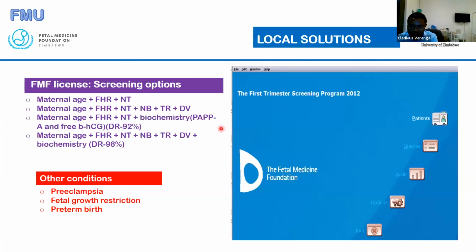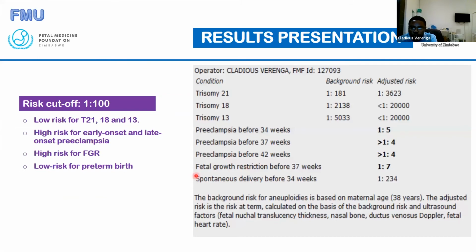Then in terms of screening, I want you again to know that the Fetal Medicine Foundation offers a license to people who have passed the audit and also the certification. You will be given a license that allows you to calculate the risk for Down syndrome of your patients using any of these parameters. So this software is available on the FMF website to people who have been certified by the FMF that they can do nuchal translucency, and you can calculate your own risk. To just show you a result interpretation for one of our patients there. So this is just to show you that this is the background risk.